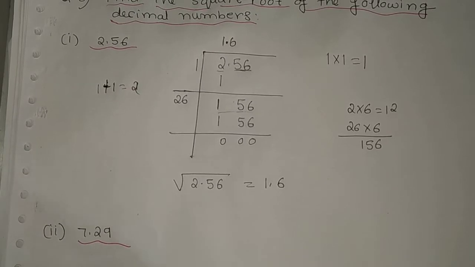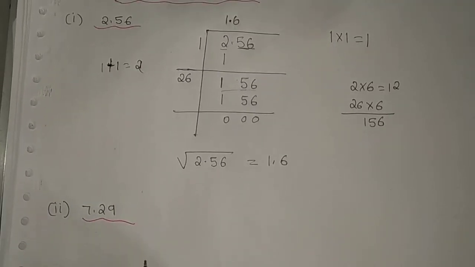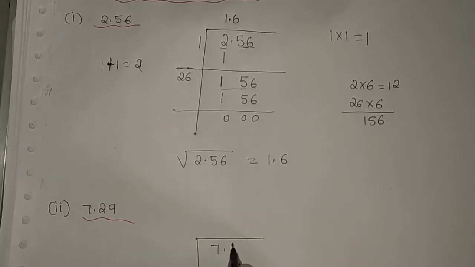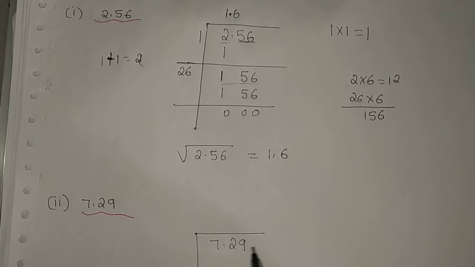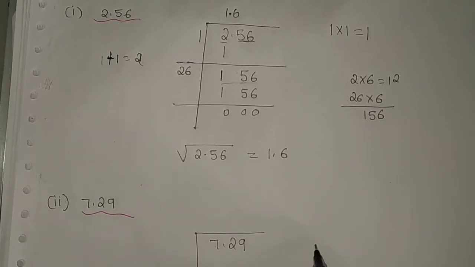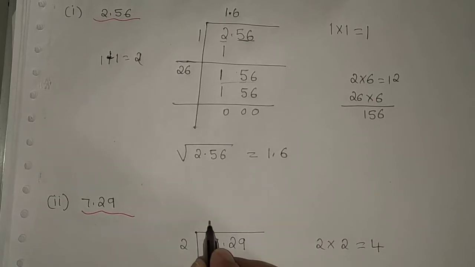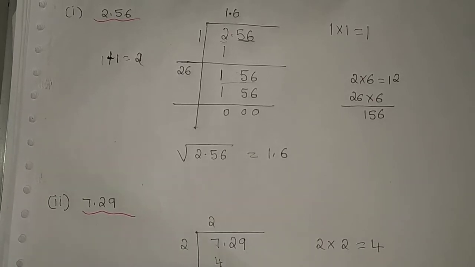So next we move on to next problem, that is 7.29. We start the problem, that is 7.29. So what is the nearest square number to this? That is 2 into 2 equal to 4. So 3 into 3 will become 9. So we will take 2 into 2. 2 2's a 4.